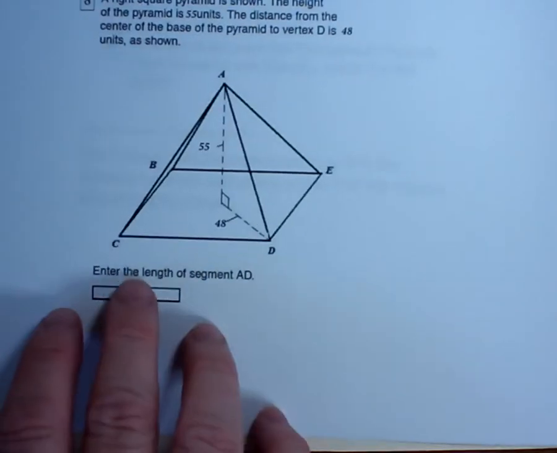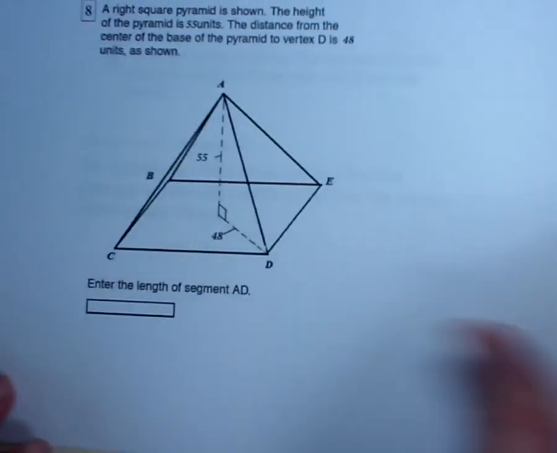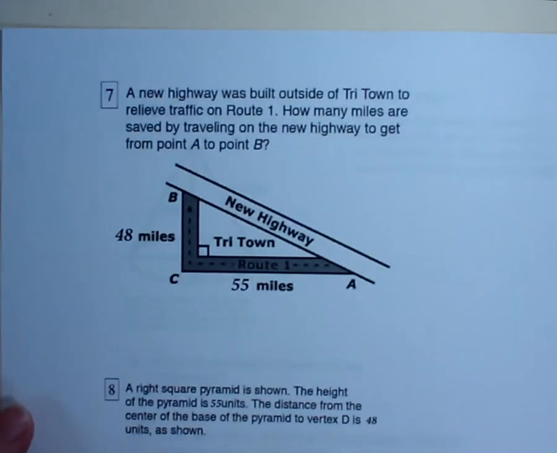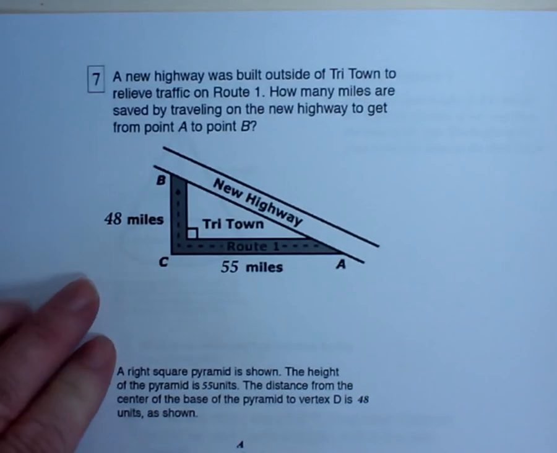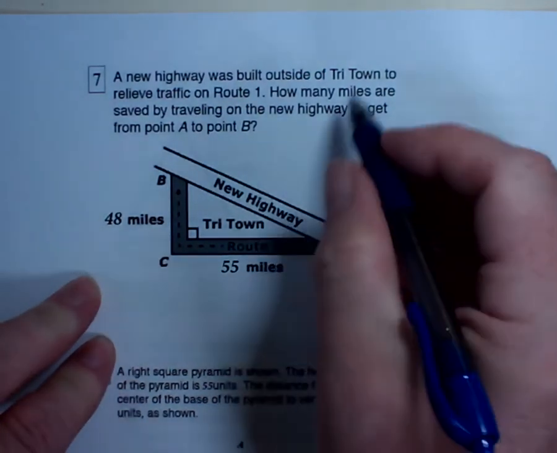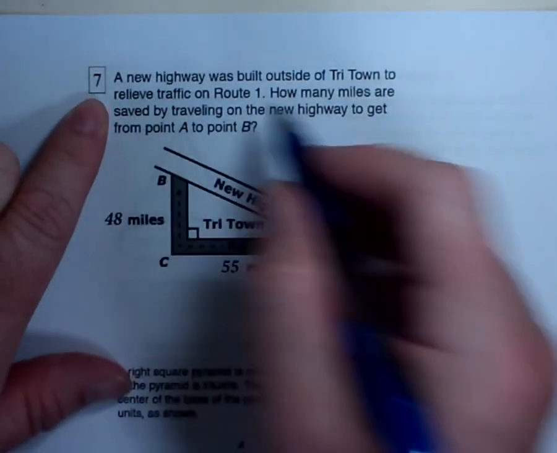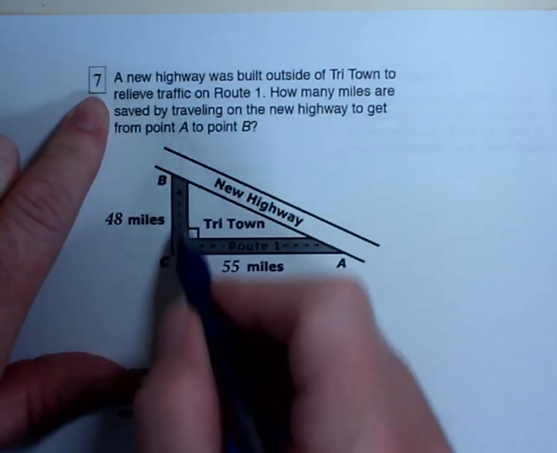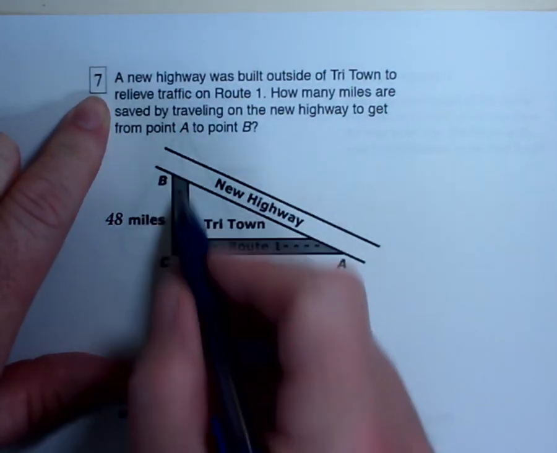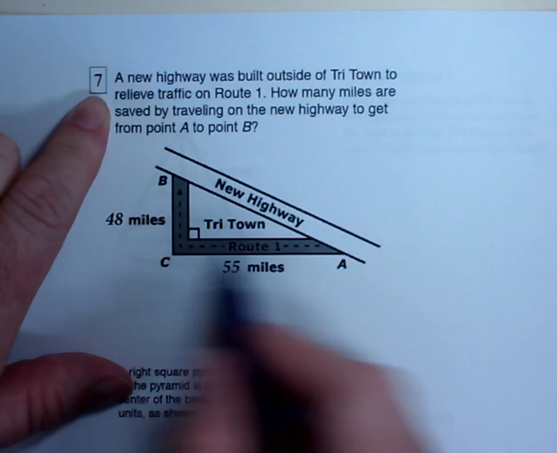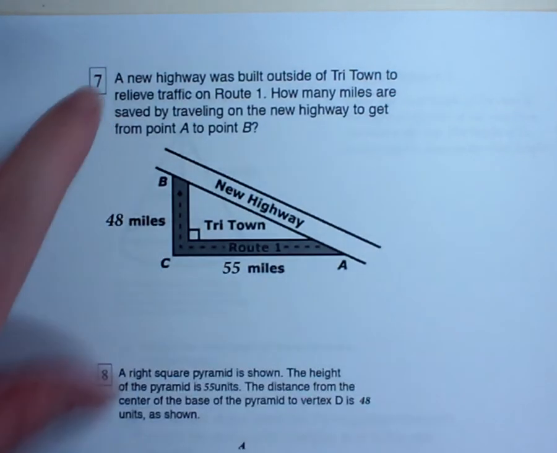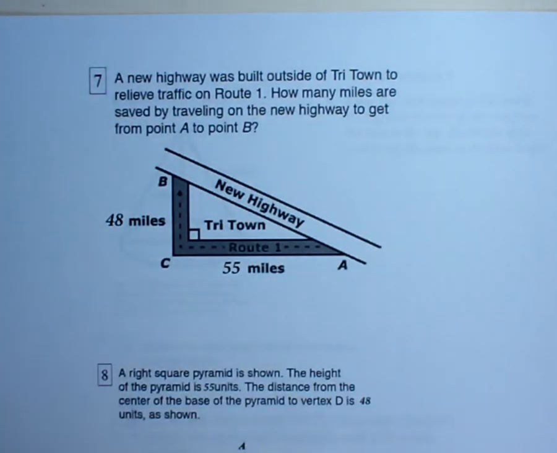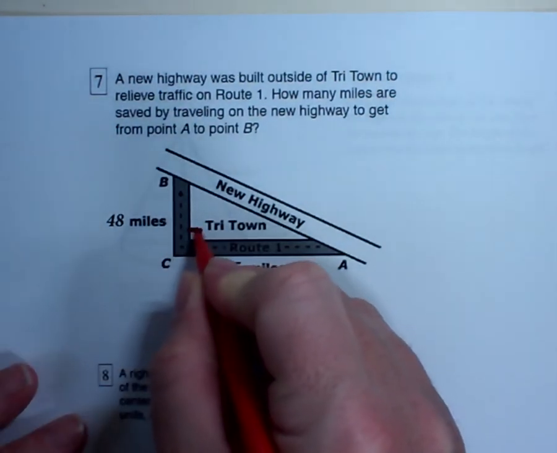Problem 7. A new highway was built outside of Tri-Town to relieve traffic on Route 1. So here's the city of Tri-Town. Here's Route 1. This street goes north and south, and this street goes east and west. So that would make a 90-degree angle. And they've already put a 90-degree angle in here.